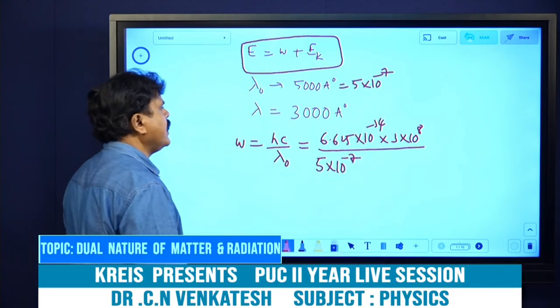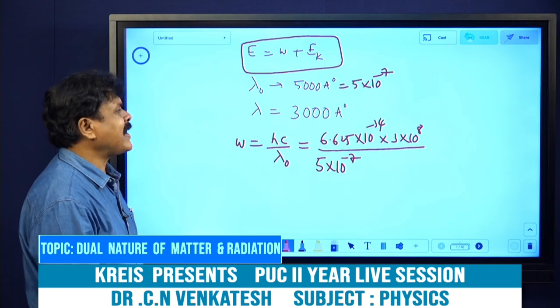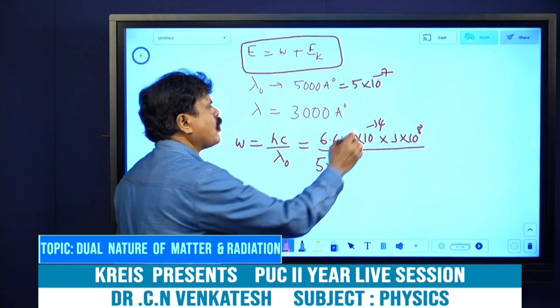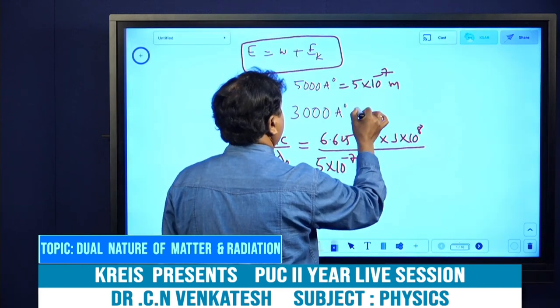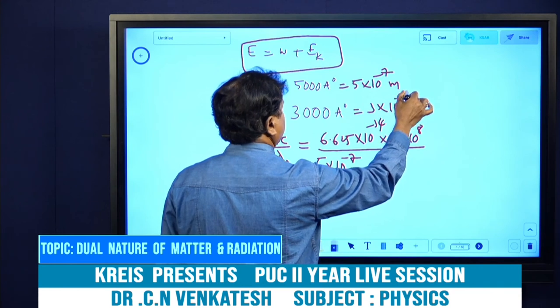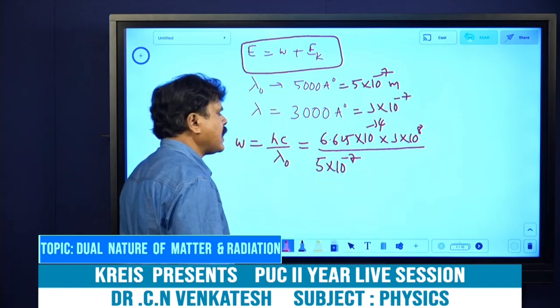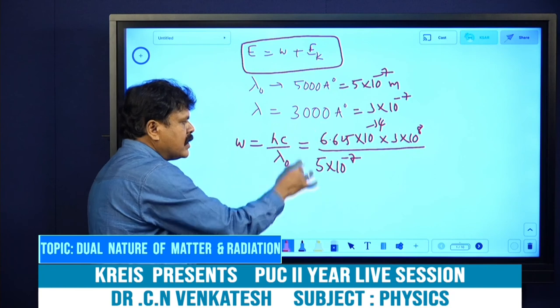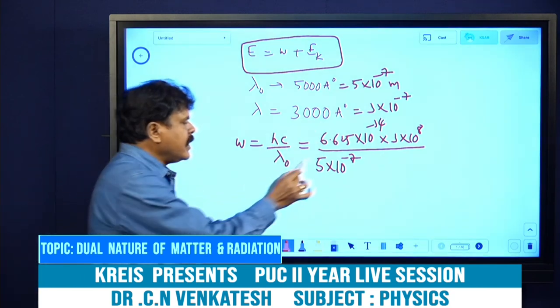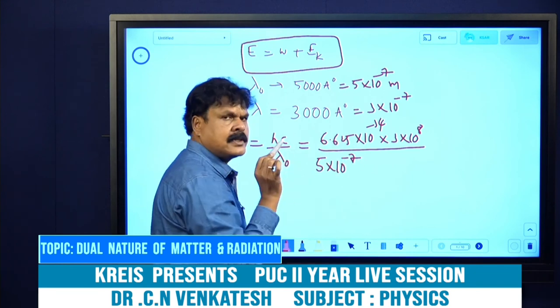It is 5000 into 10 power minus 10, that is 5 into 10 power minus 7 meter. And this will be 3 into 10 power minus 7. Now, if I calculate like this, the answer will come in joules.